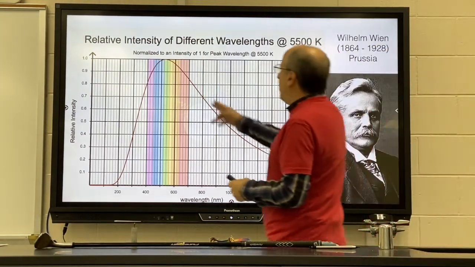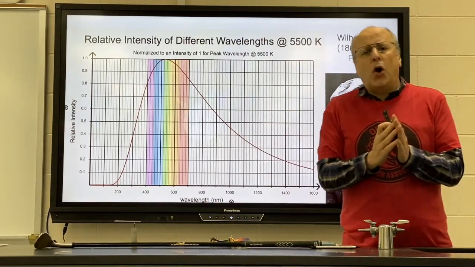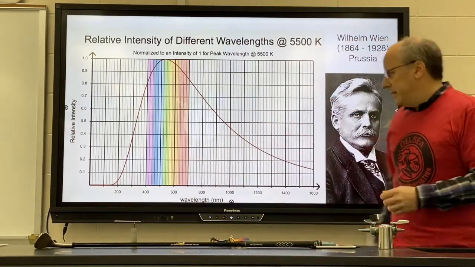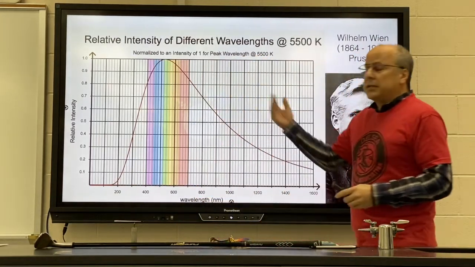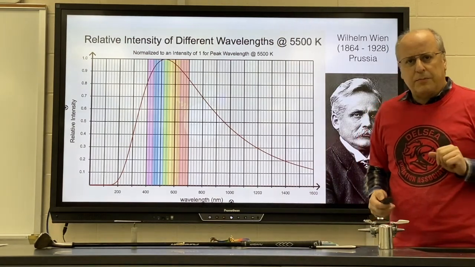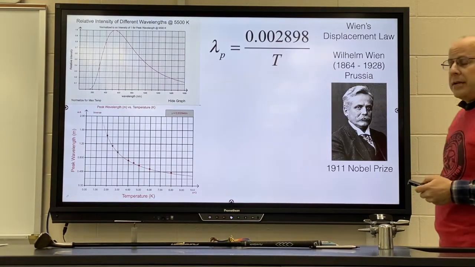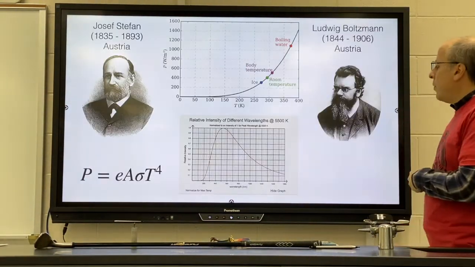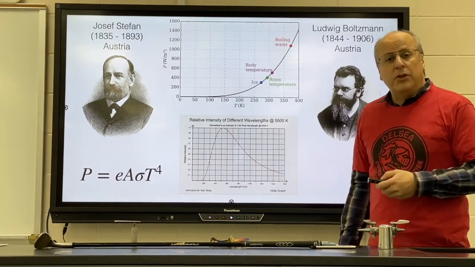We saw that one type of light was more prevalent than the others, but all types of light are present. Some of them might be really, really low, and some of them could be pretty significant, but all the wavelengths are represented. We saw an equation to predict the peak wavelength. We saw a formula to predict the power. Both of these are based on temperature.